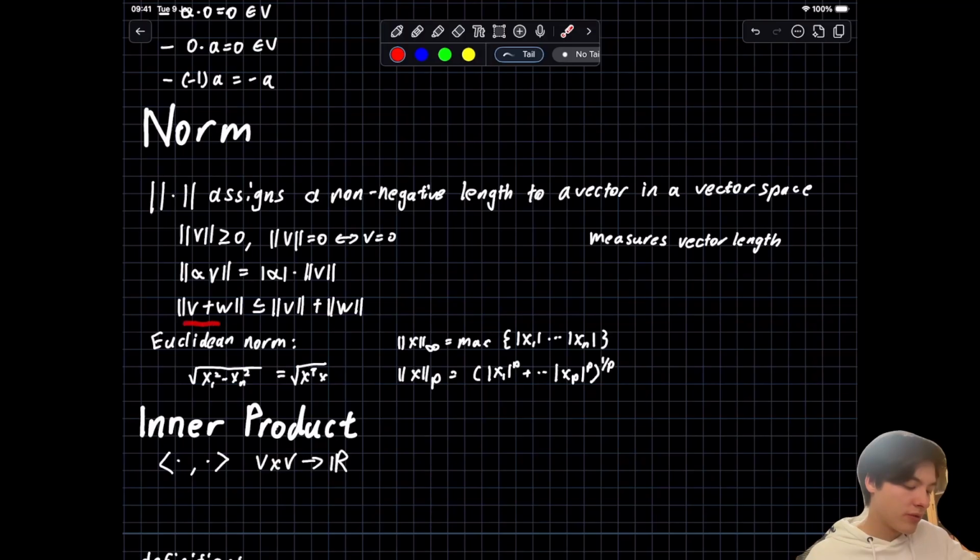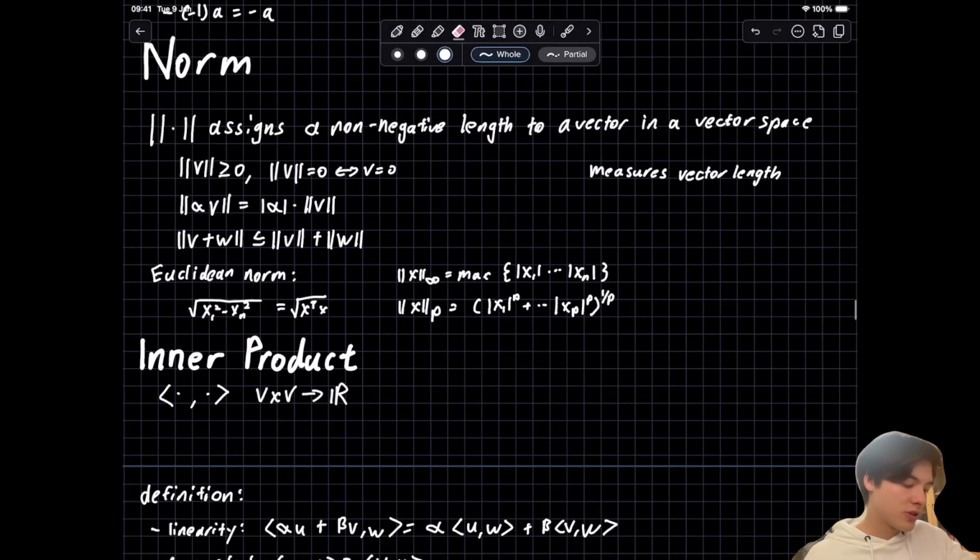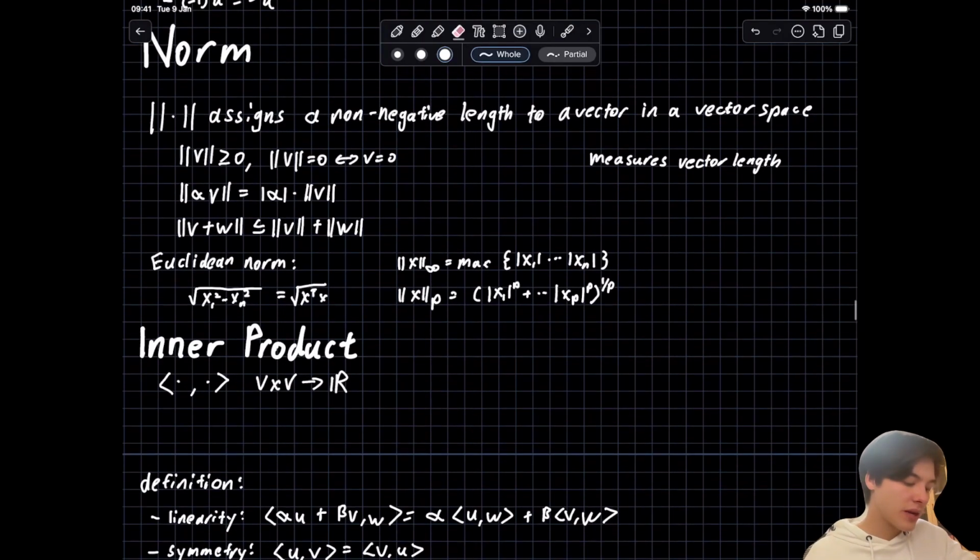The norm of two vectors added, this plus this, is always smaller than or equal to the sum of the two norms. The distance is always smaller than going along these two, right? It's simple geometry. Yeah, we have that.